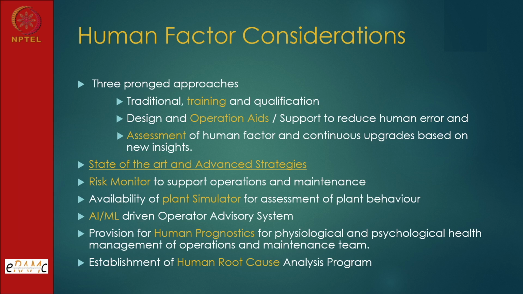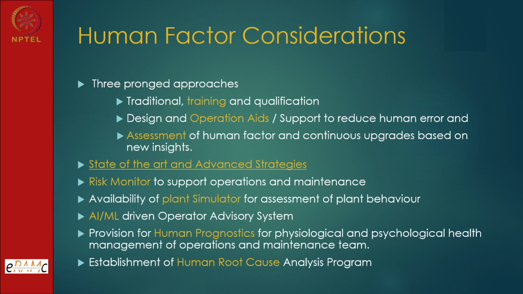So state of the art, and finally where state of the art is there, is in terms of improving the training ecosystem, and a risk monitor to support the operation and maintenance. Most or many nuclear power plants the world over have a risk monitor. That means if I want to do something, I will see whether there is any increase in risk or there is no increase in risk. So we do this at component level, system level and at plant level.